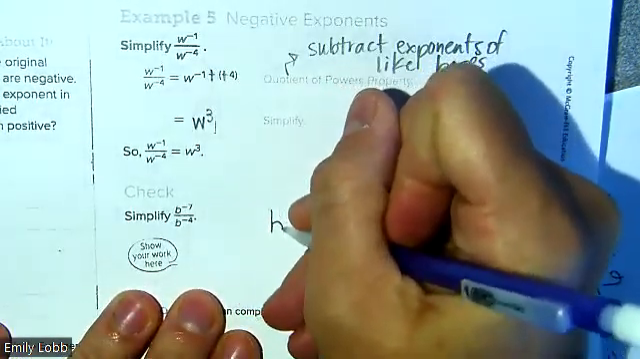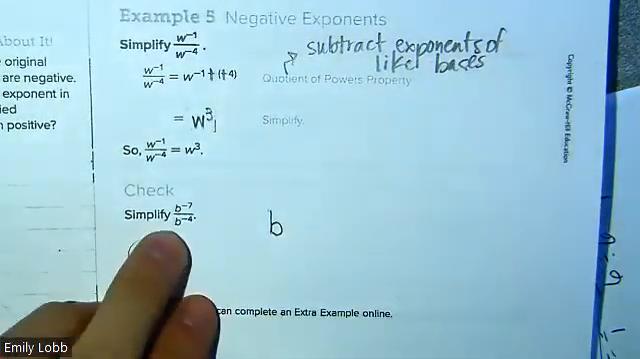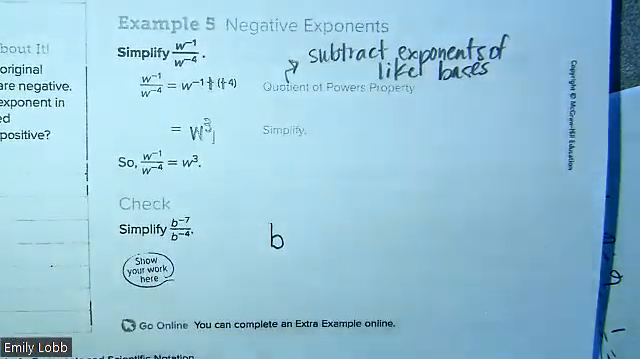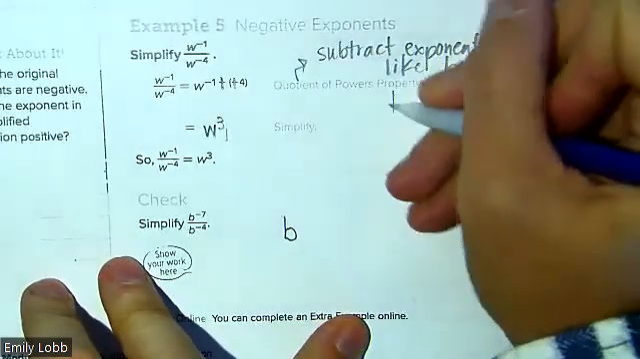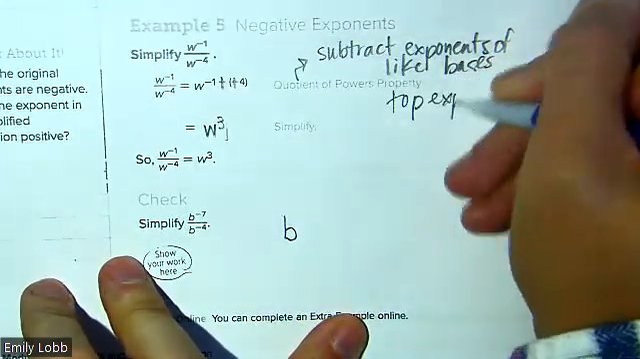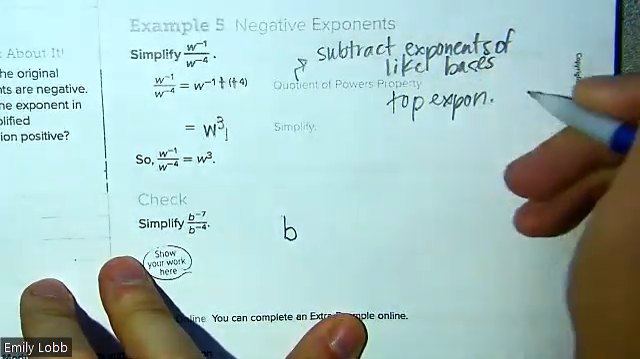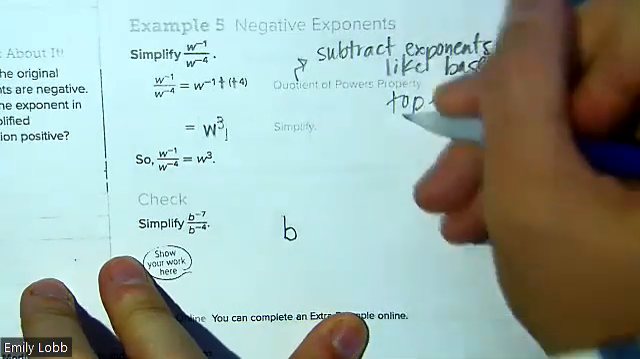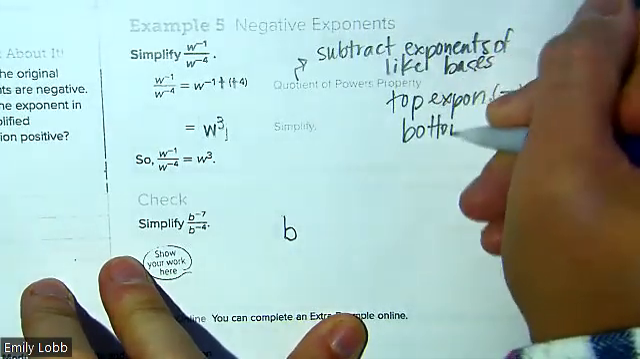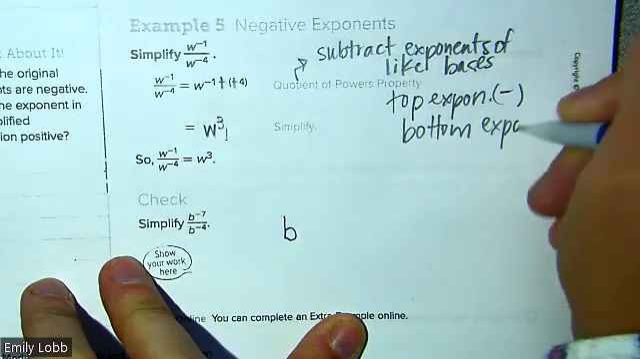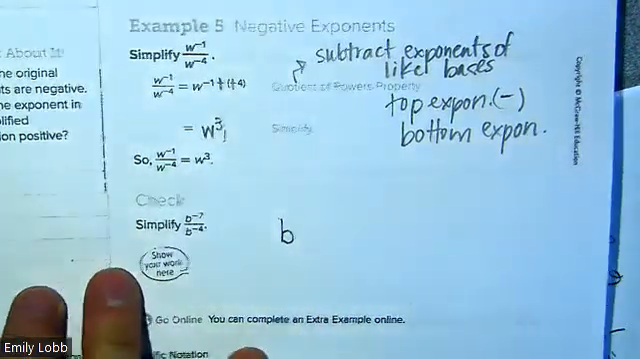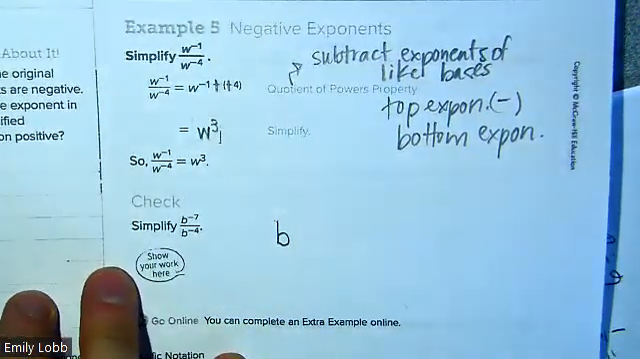Okay, so we have the base of B, and it says we subtract our exponents. It's always top exponent minus bottom exponent. So that's always good to remember too, and good notes to have for the quiz coming up.